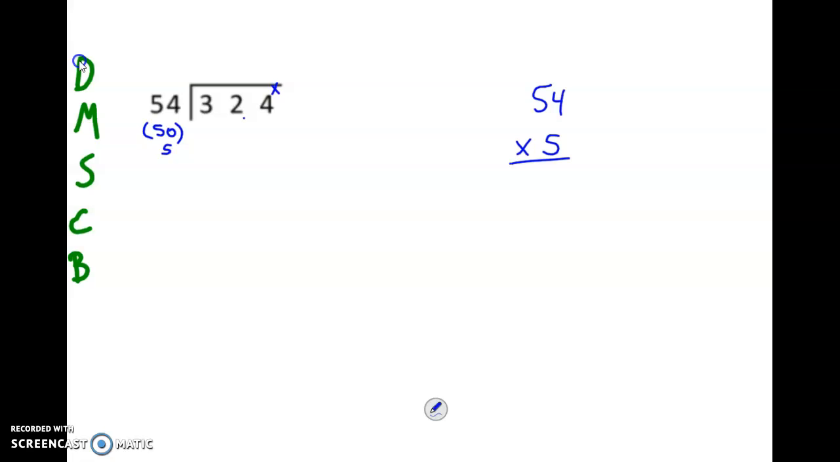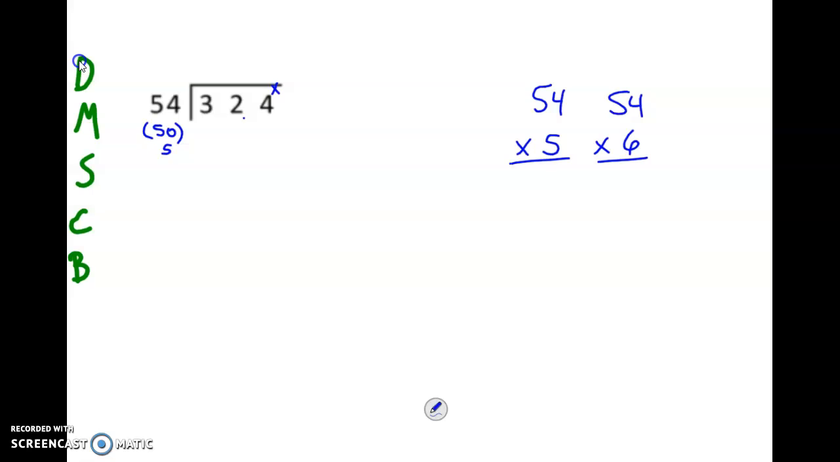Okay? How many 50s will go into 300? How many 5s will go into 30? And I'm hoping that you're thinking about 6. So I'm going to come over here and I'm going to do 54 times 6. And we're looking for a number that is going to be either exactly 324 or smaller than 324, not bigger.